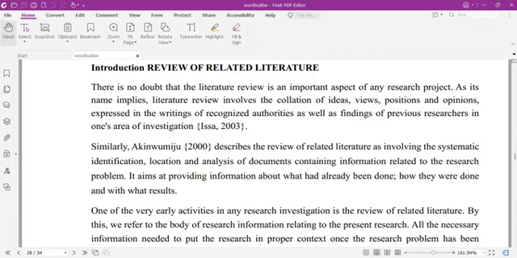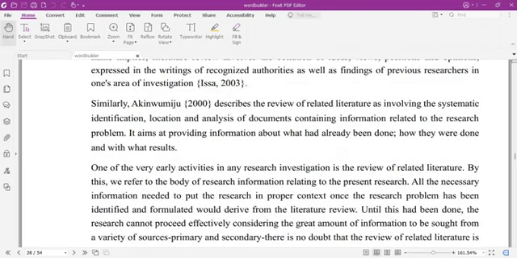Remember, even though you have a kind of knowledge about the problem, you don't have all the knowledge about it. You still need to get different information about it. It aims at providing information about what had already been done, how they were done, and with what results. So if you're able to get this information, it will lead you on your own work. Something that's been done already, you need to know how the people that did it went about doing it, and see the results they achieved. It will help you to be able to do yours and also add to what they have given already.